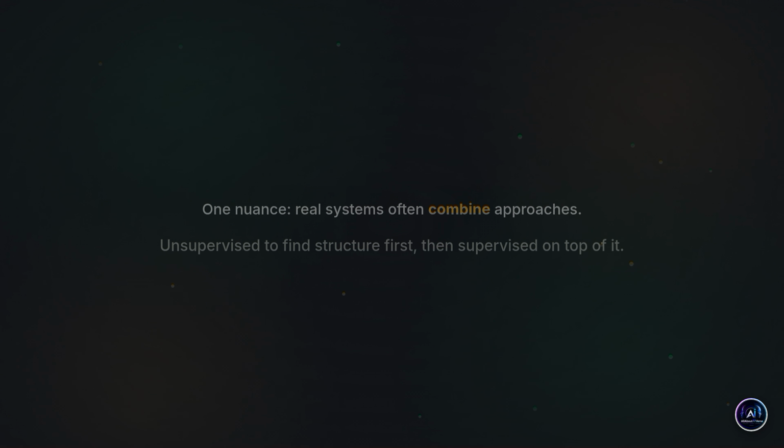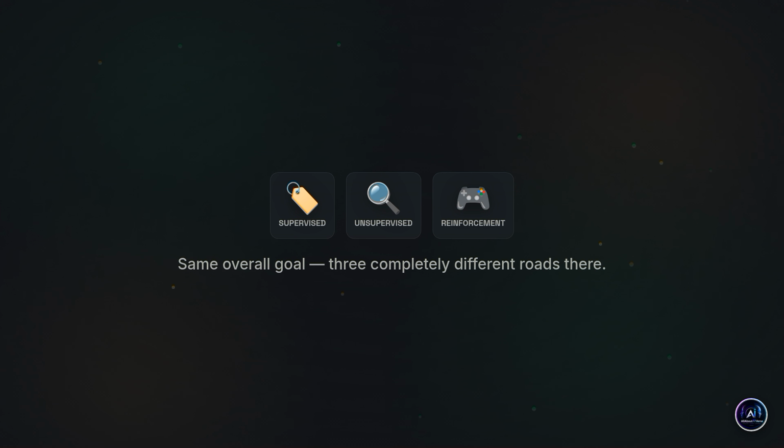So, to recap properly, supervised learning needs labeled answers. Unsupervised learning finds patterns with no answers given. Reinforcement learning learns from trial, error, and reward. Same overall goal, three completely different roads to get there.